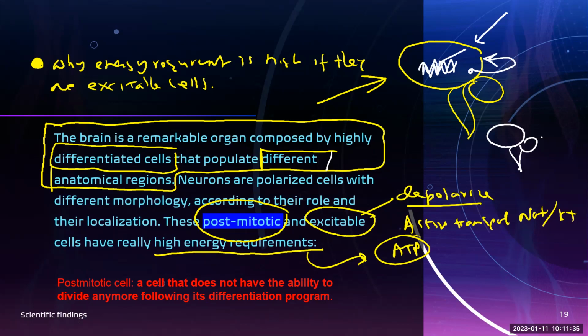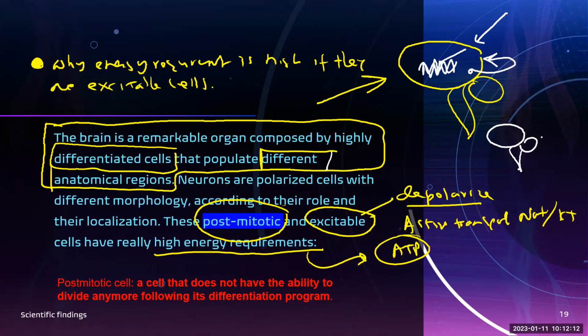Neurons are polarized cells with different morphology. Polarized means, as we learned, that they maintain a positive and negative charge outside and inside the cells. So at the resting membrane potential, outside is positive, inside is negative. This polarization is made by the different distribution of ions. According to their morphologies, we learn about neurons like motor neurons, relay neurons, and sensory neurons.